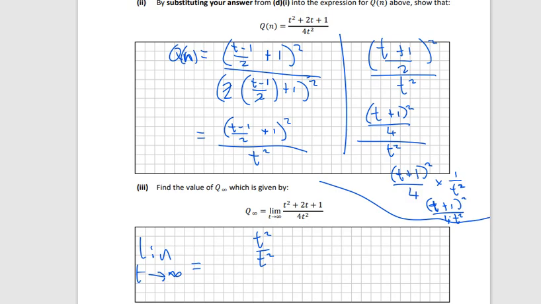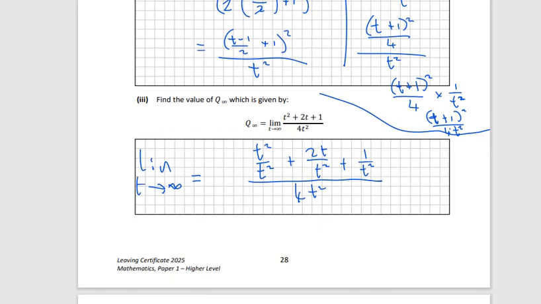So in this one, the limit as t tends to infinity of t squared over t squared plus 2t over t squared plus 1 over t squared, over 4t squared over t squared, equals, on top we just get 1 plus 0 plus 0. On the bottom the t squareds cancel out and we get 4. So 1 over 4.